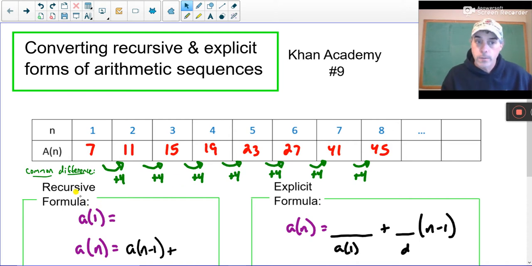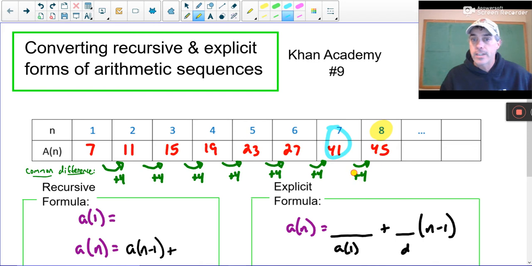We have the recursive formula, and the recursive formula says if you want the 8th term in the sequence, no problem. Make sure you know what the 7th term is and you know what the common difference is. So if you want the 8th term, you just take the 7th term and then you add this number to it. So that's the recursive formula.